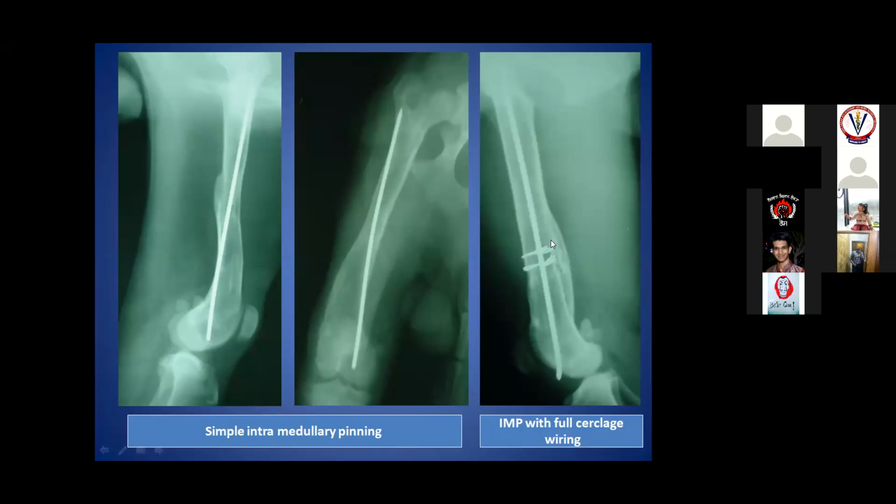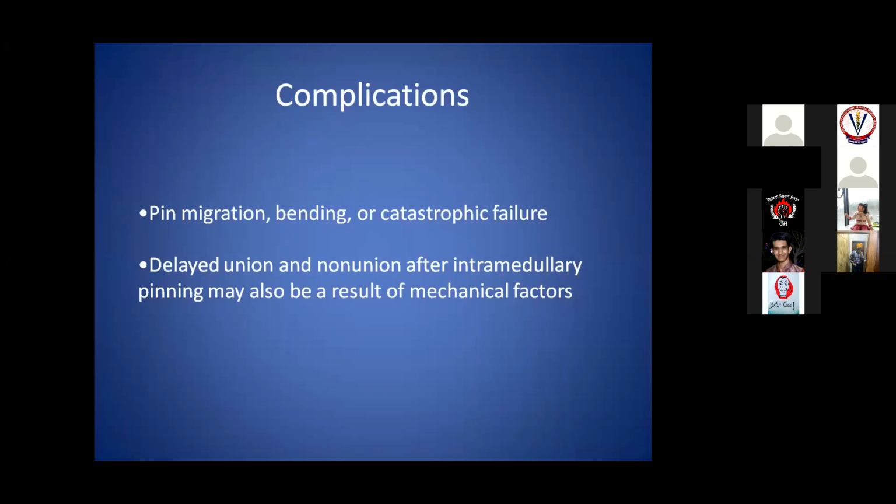What are the complications? Because we are putting a pin in a medullary canal, the cross section of the pin is a circle and the cross section of the bone is a circle. That means you are putting a circular body into another circular body, the medullary canal. Because of that, there are very minimal contact points between the medullary canal and the simple intramedullary pin. That is the reason why the pin will not remain until fracture healing, and there is a possibility of one complication called migration.